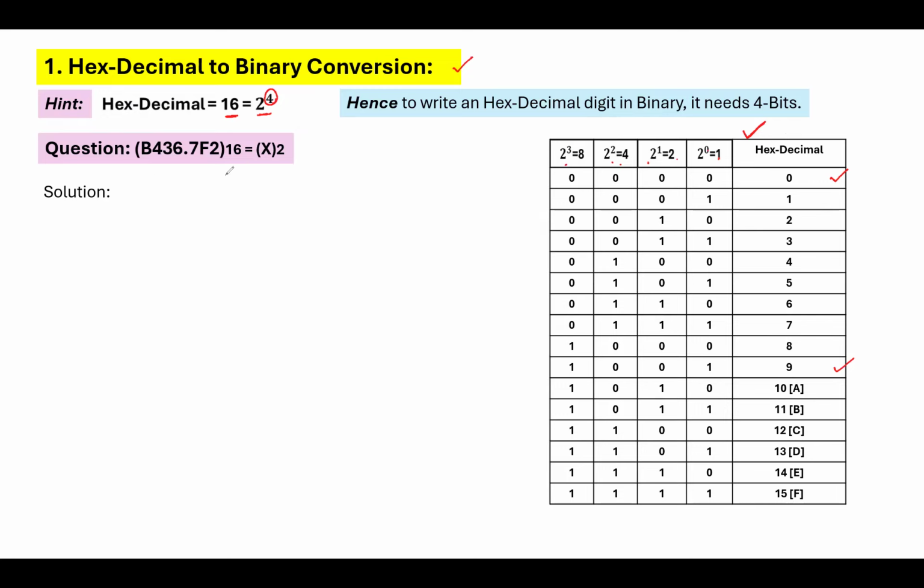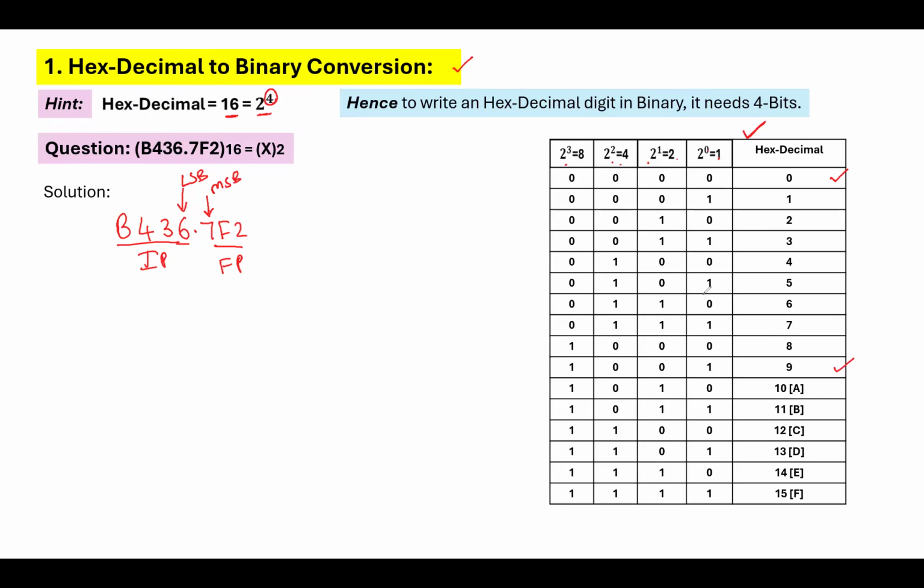Now take the given hexadecimal number B436.7F2. This is the integer part and this is the fractional part. For the integer part, we should write the binary form for each hexadecimal digit starting from LSB. For the fractional part, we should always start from MSB.